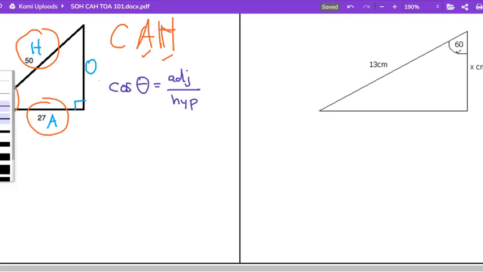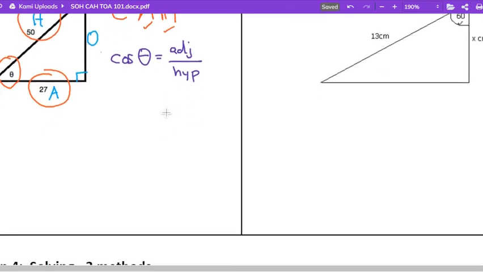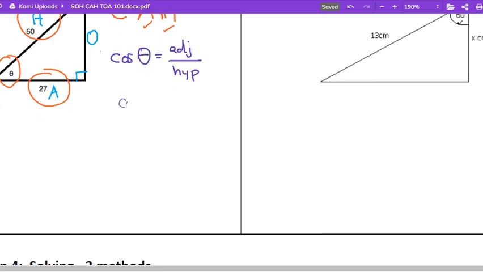I'll just write it like this now. You don't always have to write the formula. And now let's plug in what we know. So we know that the adjacent is 27 units long, hypotenuse is 50 units long. Is that going to be less than 1? Yeah, cool. All right, what are we looking to find? We're looking to find theta. So we need to isolate theta.